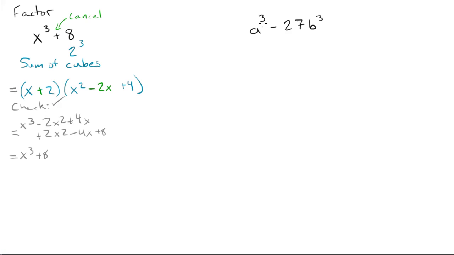Write our equal sign there. And then for a difference of cubes right here, a thing cubed, and the minus sign makes this the difference of cubes. We're going to write a, and then it's going to be minus the cube root of 27, 3, the cube root of b cubed, b, so a minus 3b.